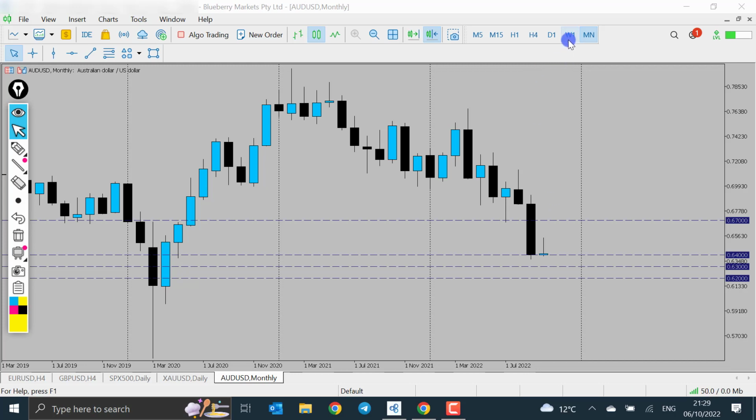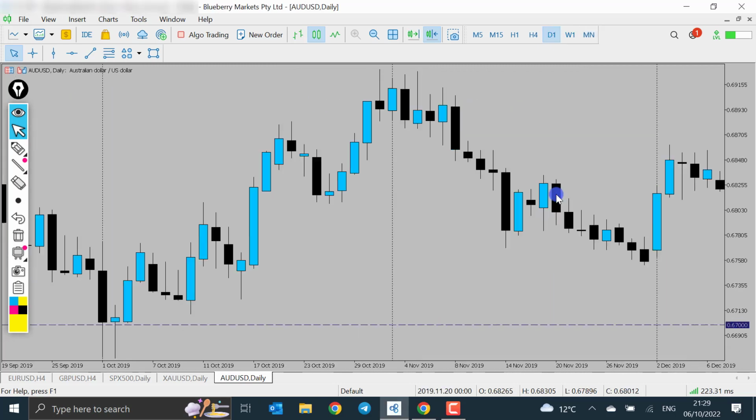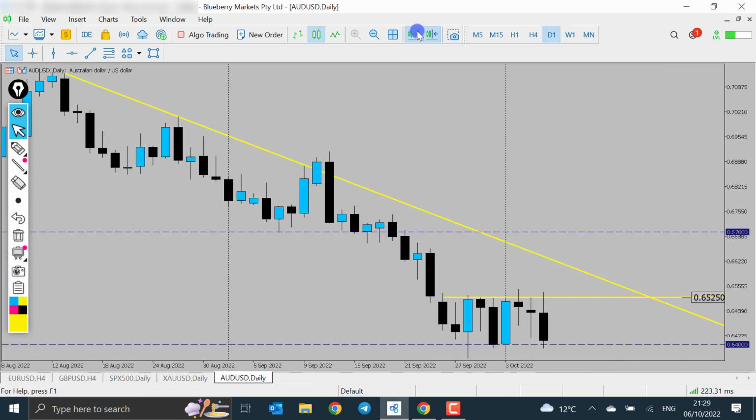So if that downside pressure is going to continue, what would we expect? Well, if we go to the daily time frame here and just zoom in, we can see that we are trading between the 0.6525 handle and the 0.6400 handle, which is basically seeing price consolidate and move sideways.